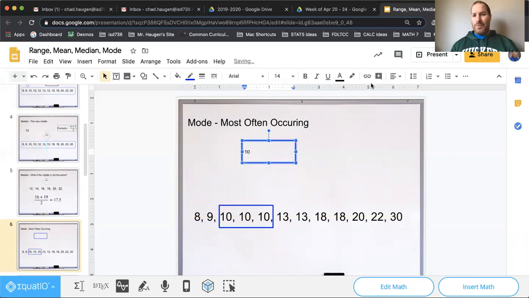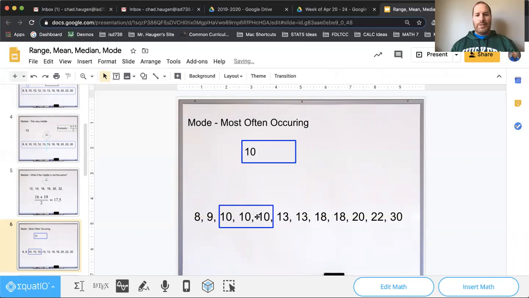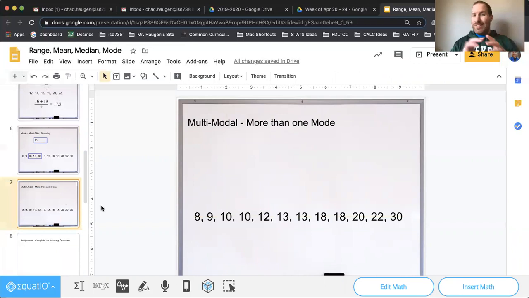And that's pretty much it for the mode. It's not meant to be too complicated. You just count up which one has the most, and that's got to be 10 in this case. You can have multimodal situations where you have multiple modes. So like in this case, there are 2 10s, there are 2 13s, and there are 2 18s. So this one is multimodal, or you might say even trimodal, because it has 3 particular modes in there.